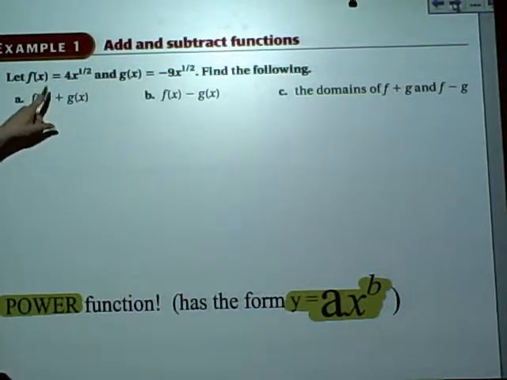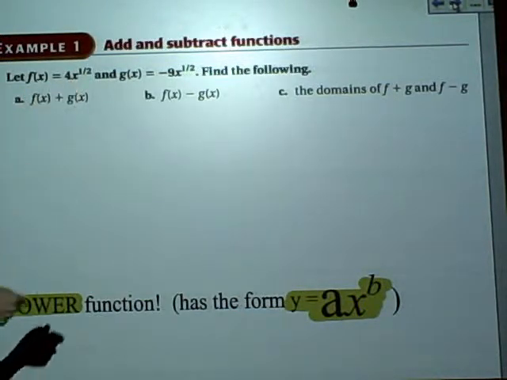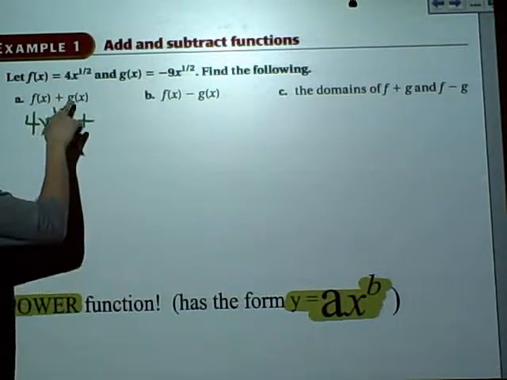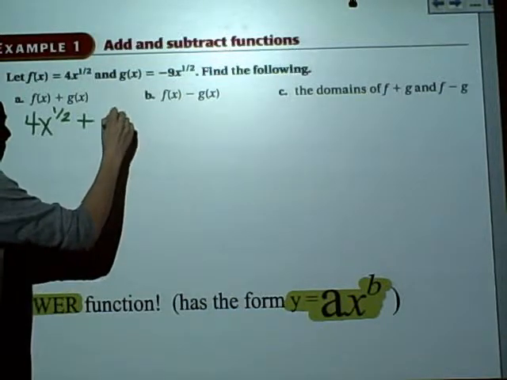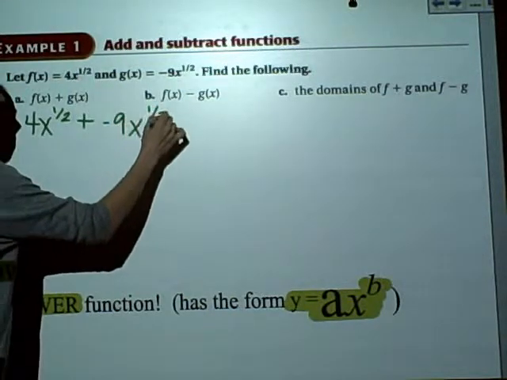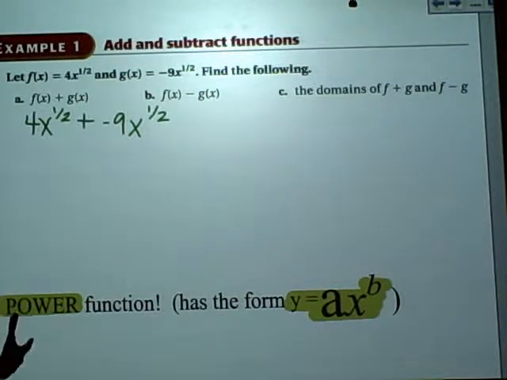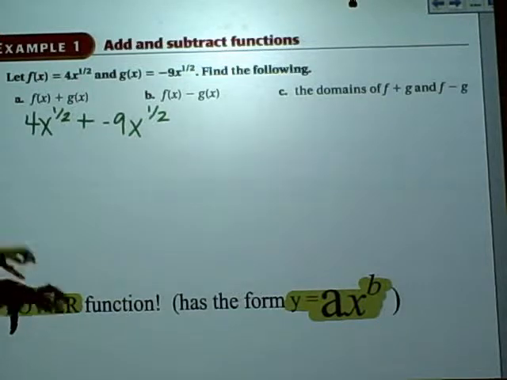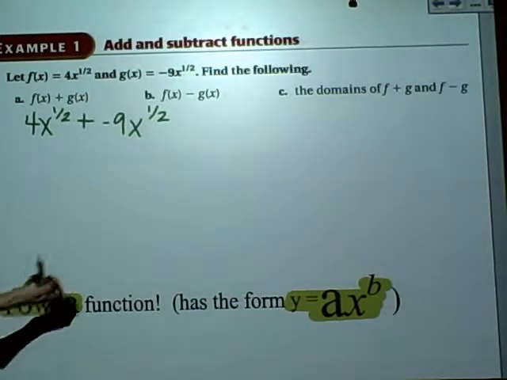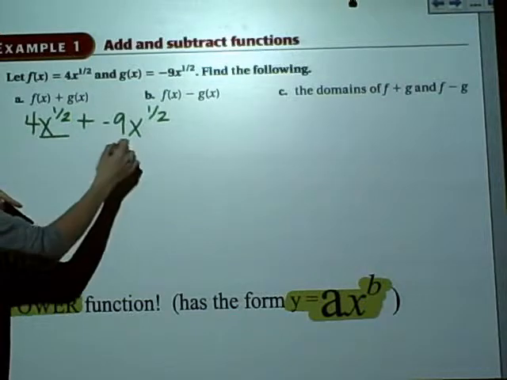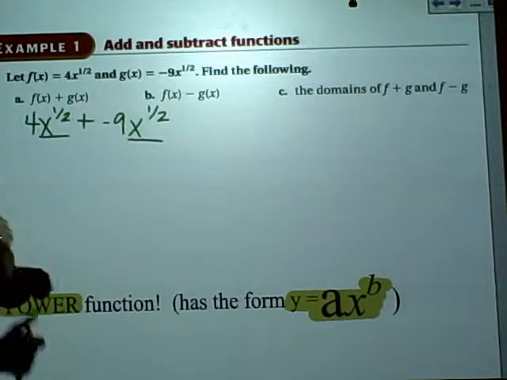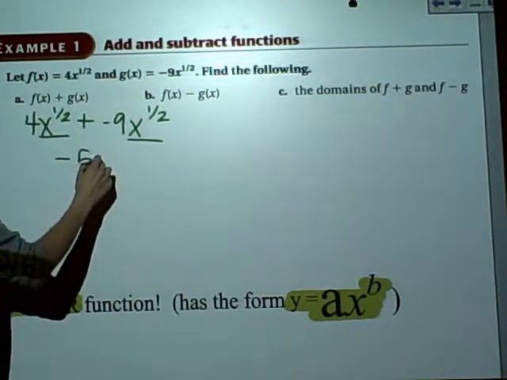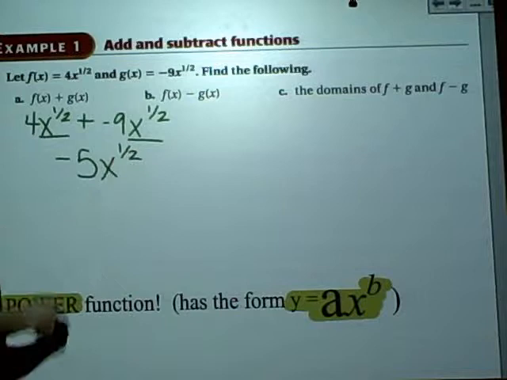So this tells me take f of x. My f of x is 4x to the 1/2. And add it to g of x. My g of x is negative 9x to the 1/2. Okay, remember last section, in order to add these power functions, those rational exponents, they need to match. Those are just like radicals. So they match. I have an x to the 1/2 and an x to the 1/2. We're in business. We can do it. So 4 minus 9 gives me negative 5x to the 1/2.